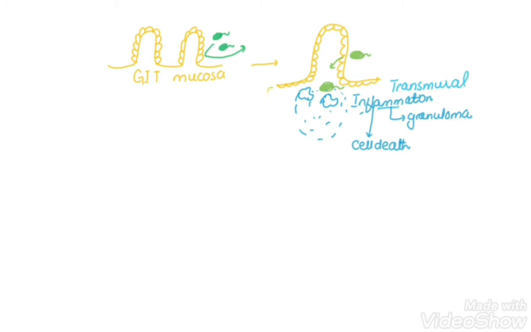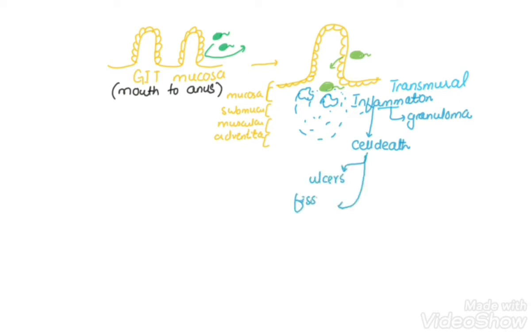This inflammation can be so deep that it involves all the 4 layers that line the GIT tract: mucosa, submucosa, muscularis propria, and adventitia. This is known as transmural inflammation. Since in Crohn's disease, the GIT mucosa can be involved in any part of the body, from mouth to the anus, this cell death causes ulcer formation, which can affect any part of the GIT tract. Along with this, fissures and fistulas can also form.